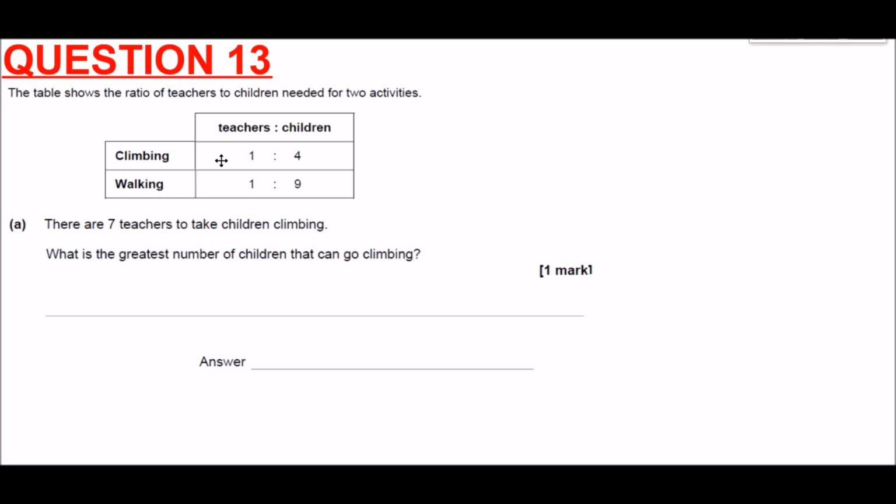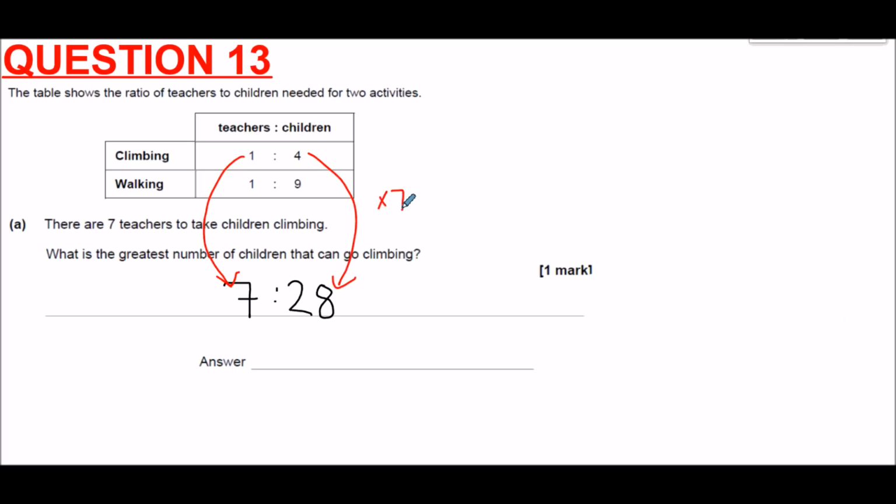Well, the ratio says that for every 1 teacher we have, they can take 4 children. So for every 1 teacher, we can have up to 4 children. So the direct way will be to notice that for 7 teachers, that's 1 times 7. So 7 teachers can take 7 times as many children as 1 teacher can. And so 4 times 7 will be 28. So I've just multiplied each number in this ratio by 7.